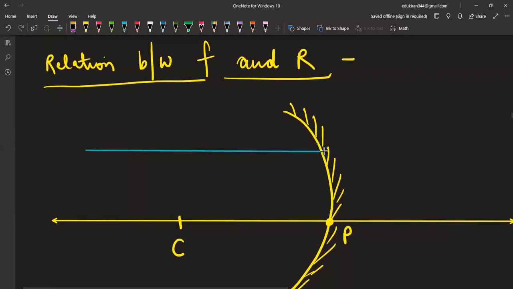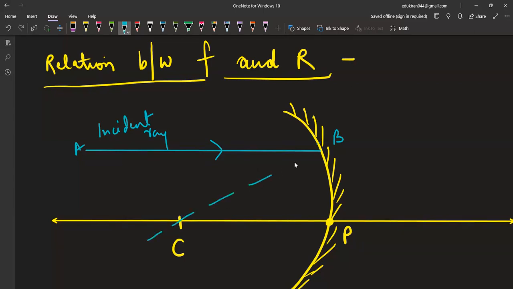See, a ray is incident. This is the incident ray. Suppose this is point A, and this is point B, at which the ray has struck the mirror. Now what will happen? All the laws of reflection will be obeyed. So here, this passes through the center of curvature.